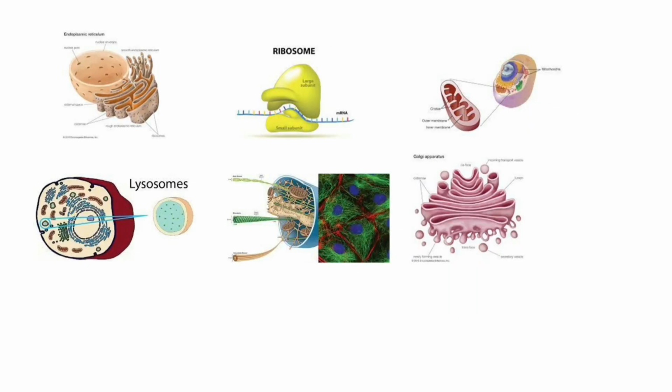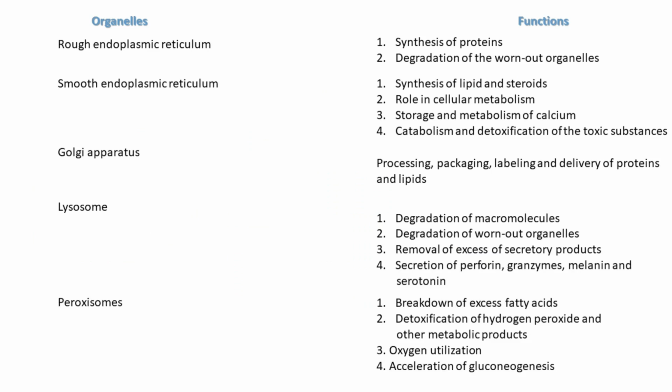Endoplasmic reticulum, ribosome, mitochondria, lysosome, cytoskeleton, Golgi apparatus. All organelles and their functions are shown here. Rough endoplasmic reticulum: synthesis of proteins and degradation of worn-out organelles. Smooth endoplasmic reticulum: synthesis of lipids and steroids, role in cellular metabolism, storage and metabolism of calcium, and catabolism and detoxification of toxic substances.